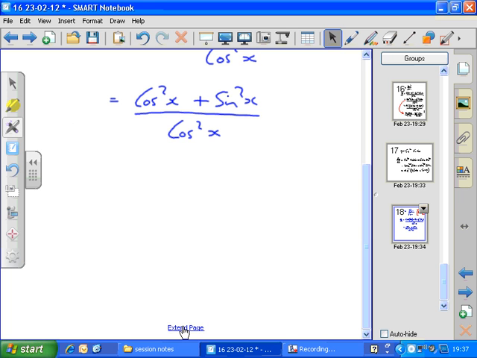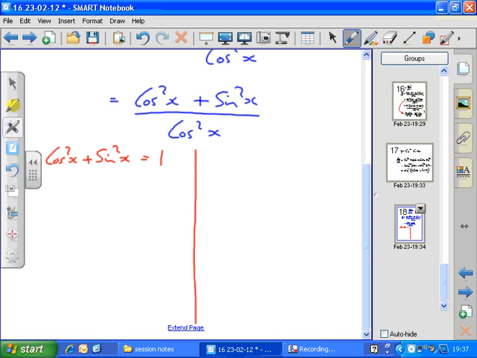Now you've got two ways you can go. First of all, you can use another trig identity, which again you can find in the textbook, which says that cos squared x plus sine squared x equals 1. And that's another common identity that some people remember. So instantly, if you remember that, you can recognize the top as just 1. So this becomes 1 over cos squared x.